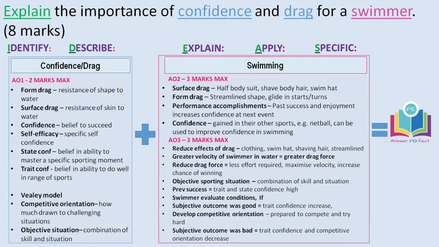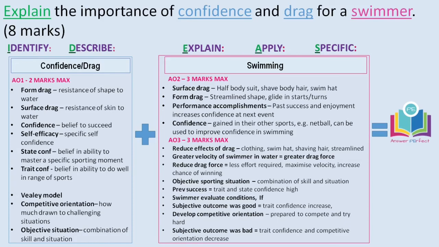Okay. Then we would go on more to focus then about confidence and the Vealey model. So you could say the Vealey model suggested that the objective sporting situation is a combination of the skill and the situation. If a swimmer has been successful at front crawl previously, their trait and state confidence would be high. Okay. If they did this well previously, perhaps in front of a crowd, this would increase their trait confidence in future races.